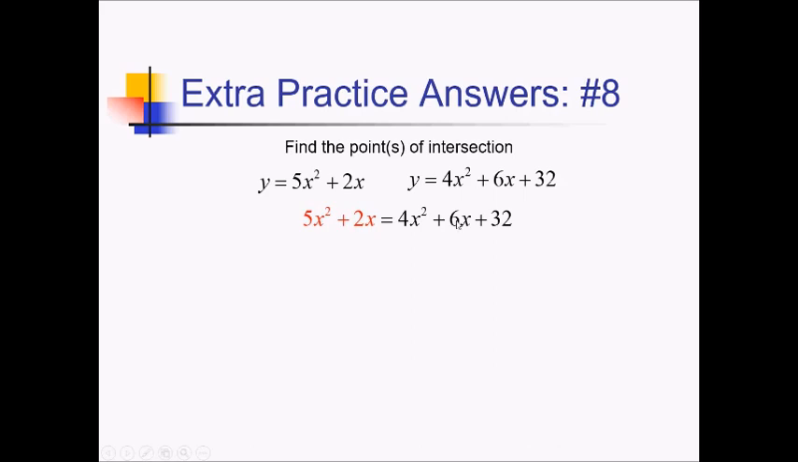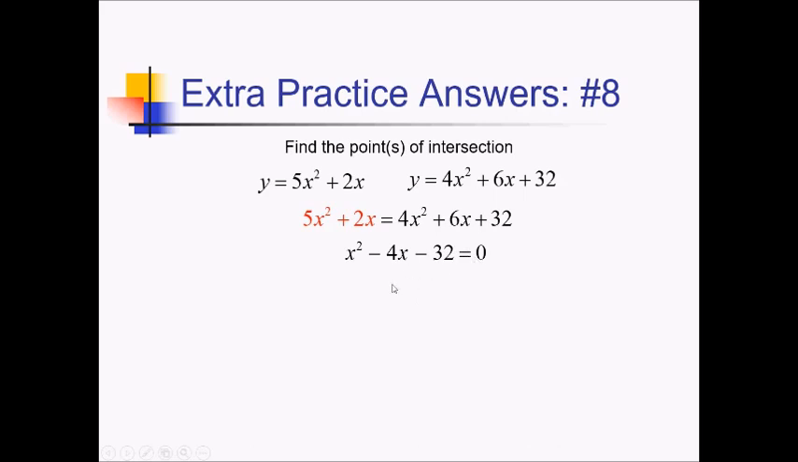Since I have linear x values, I'm going to get everything on one side and either factor or use quadratic formula. So let me just move everything over to the left, since that would at least keep my x squared positive. 5x squared minus this 4x squared gives us 1x squared, which is a really good situation to be in. 2x minus this 6x is going to give me negative 4x, and then subtracting 32 gives us 0 on the other side. This looks like I ought to be able to factor it.